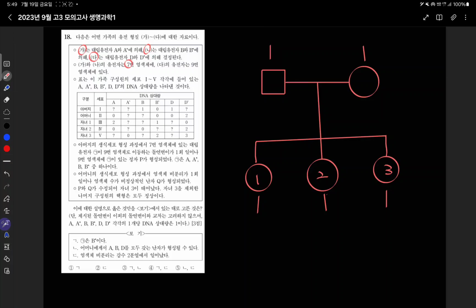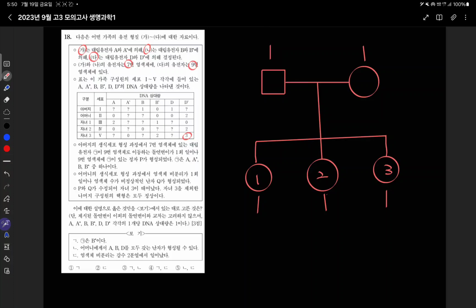Gene A and B are located on chromosome number 7. And gene D is located in chromosome number 9. The table shows the number of each allele in this family. One thing we can notice is that there are three D asterisk alleles in child number 3.